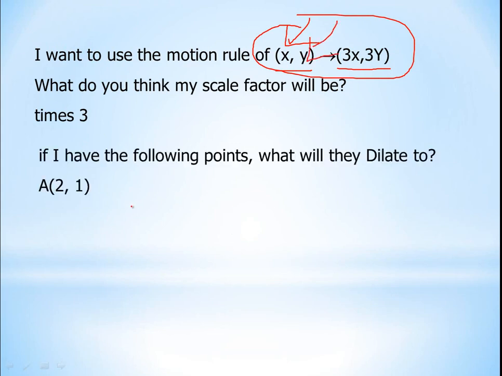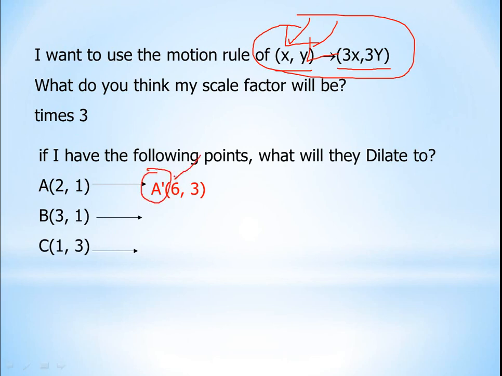So if I have 2, 1, and I wanted to dilate it by a scale factor of 3, what would my new coordinates be? Okay, so by 2, 1, what's 2 times 3? 6, and 1 times 3? 3. Now, we call this A prime, and you'll see that little tick mark right there.